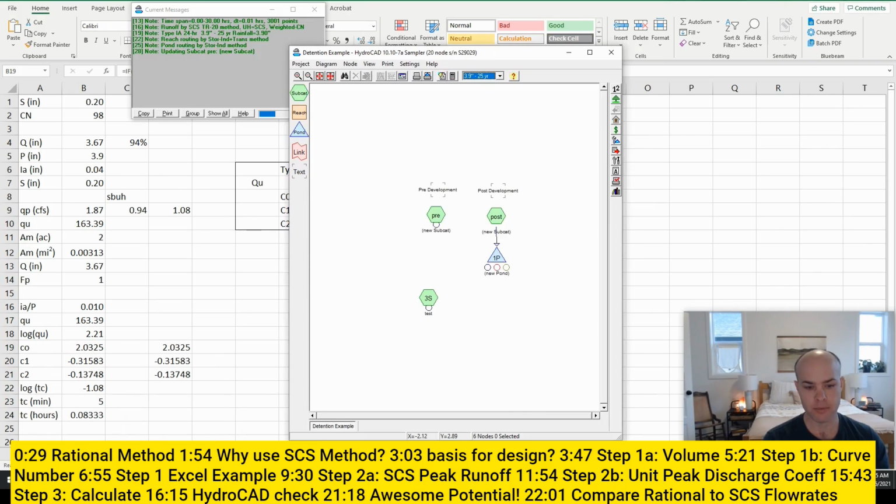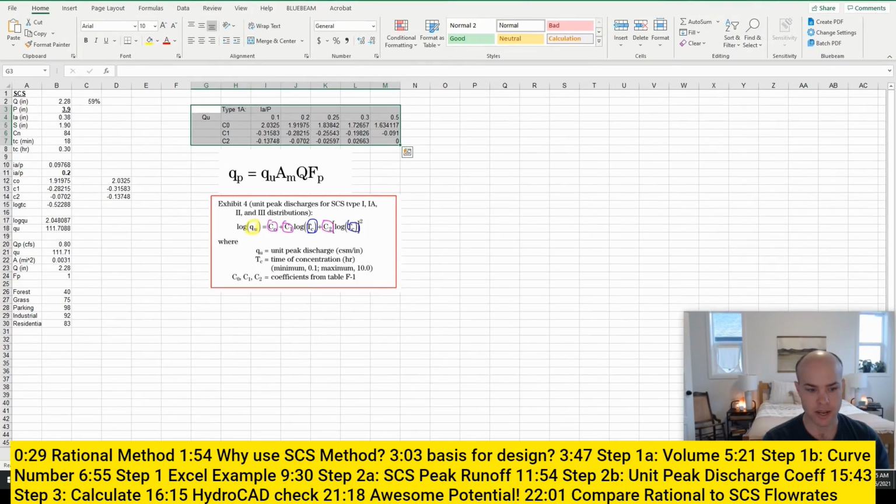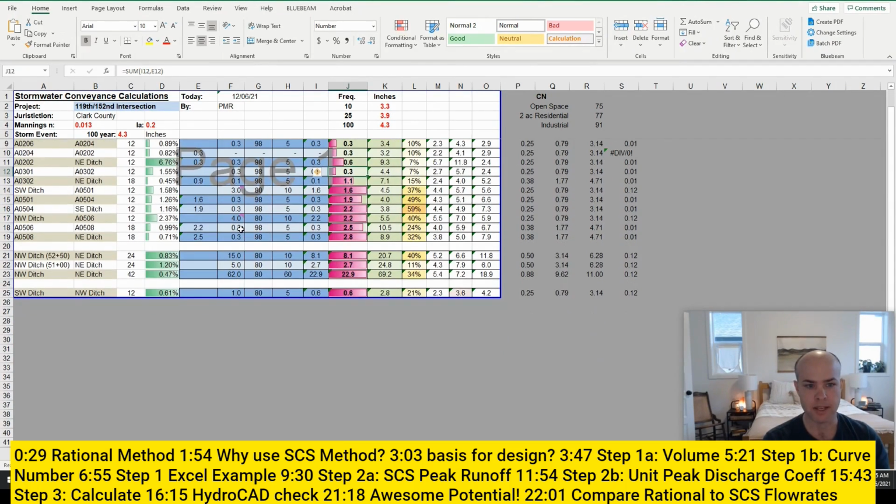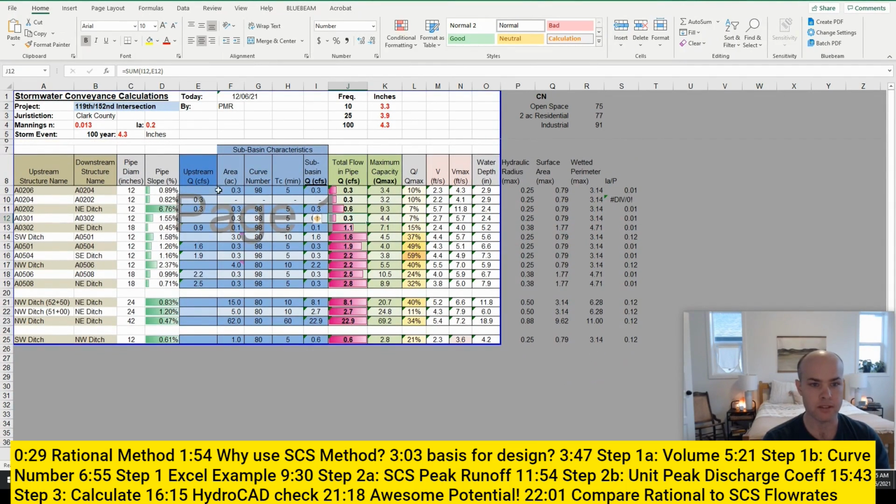So, I like programs, but I much prefer spreadsheets. So here's a spreadsheet that I've set up. If I want to do conveyance for a project, instead of having to run all these things in a program, I can just say, okay, how many acres do I have? I have 1 acre at 84 curve number.